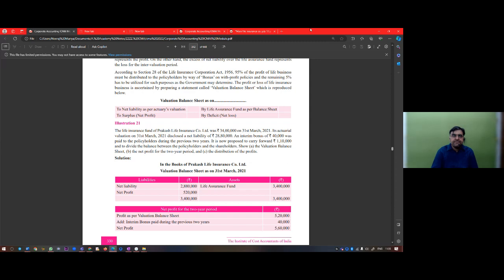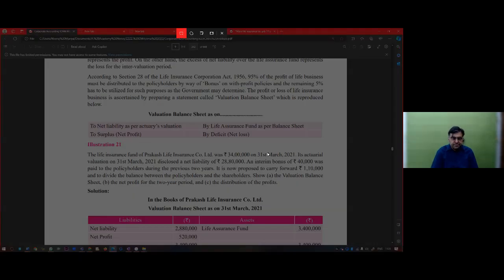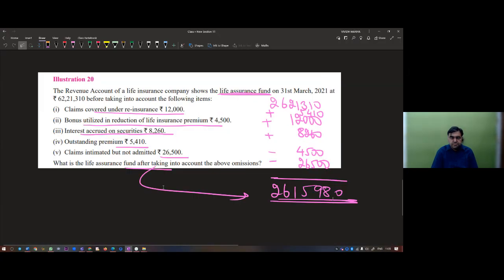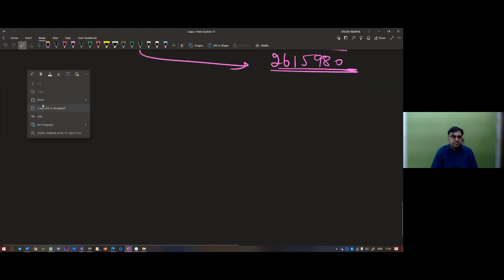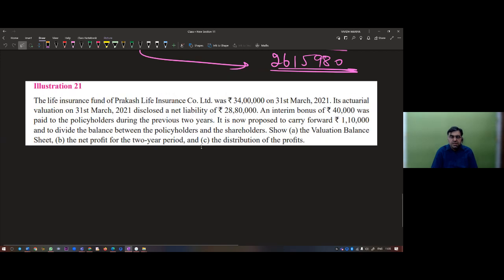Next question. Now, please solve this question yourself. Read this question. Try to solve this question. I give you 2 minutes to solve this question. Solve this and then let me know. Then I will be solving it. Please solve this question.